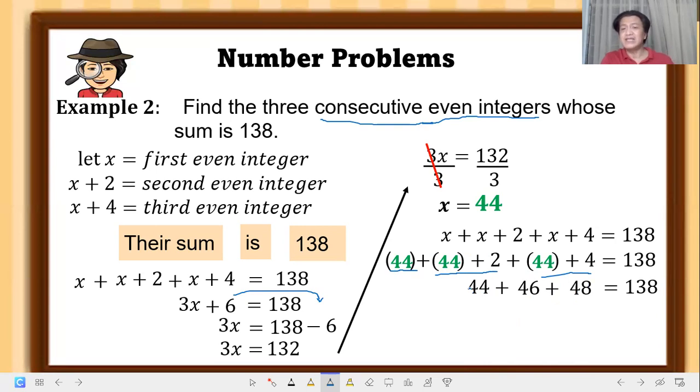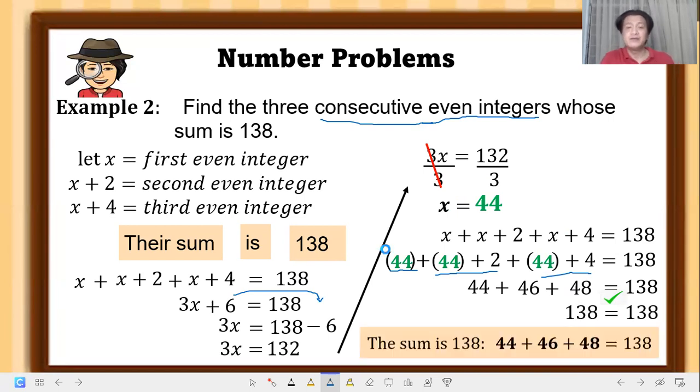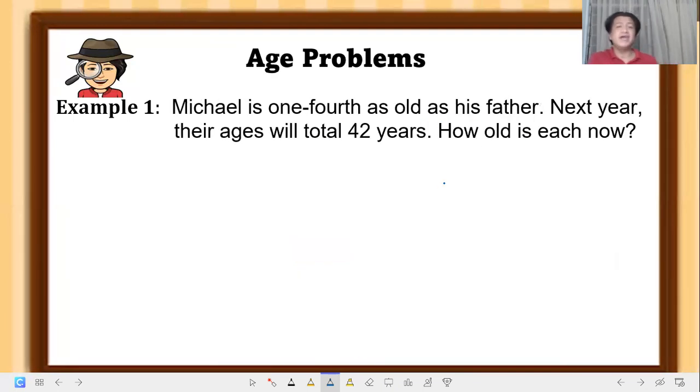Therefore, pag in-add natin yung tatlong even integers, tama ba na 138 ang sum nila? Okay, they are equal. So, ibig sabihin, tama po yung value na x is equal to 44. So, going back to the question, what are the three numbers or even integers? The sum is 138, therefore 44, 46, and 48 are the three even integers or consecutive. Okay, let's have age problem.